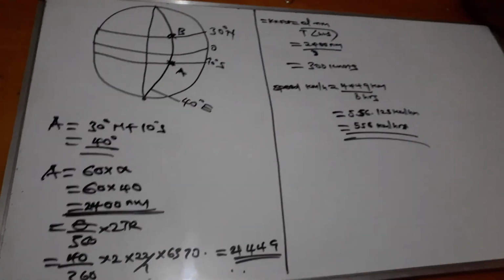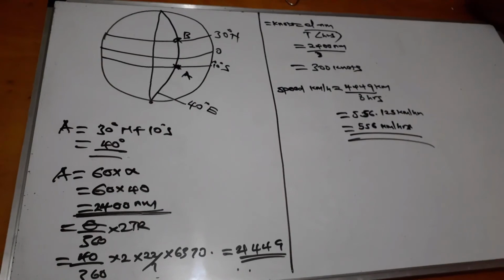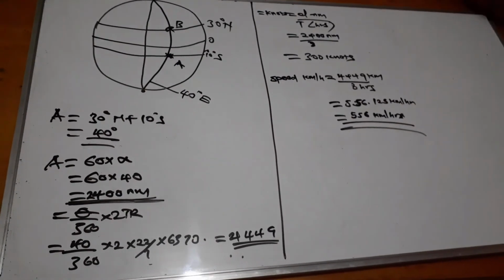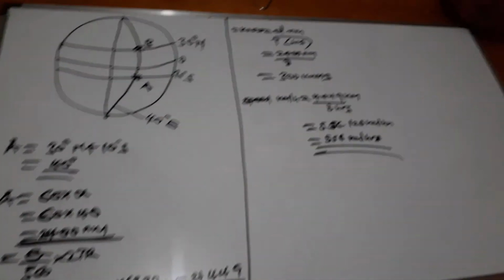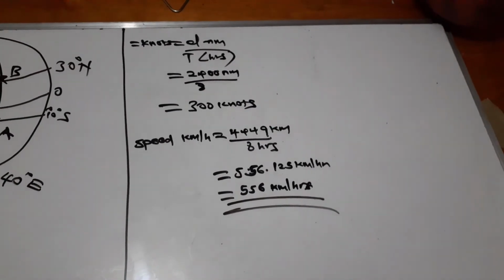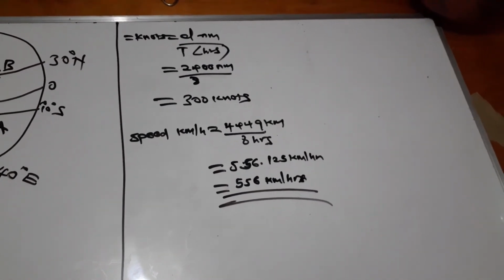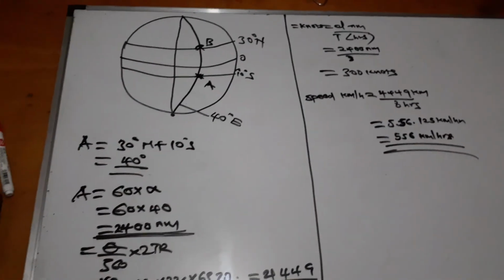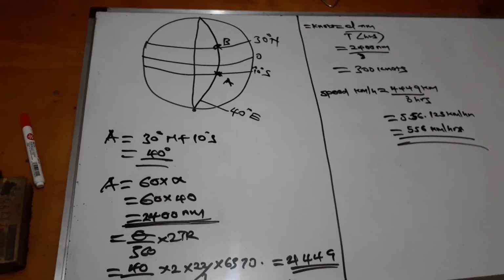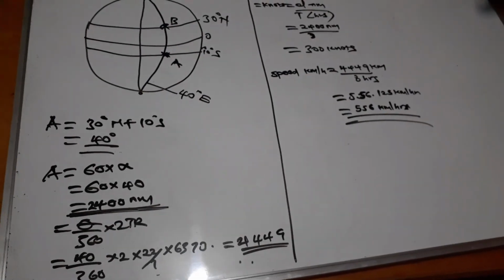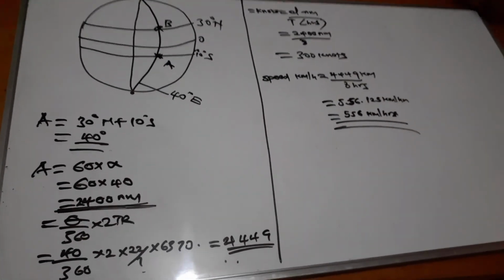So there you have it. That is the whole calculation from the start up to the end. So you can pause the video and check. So that marks the end of our speed in knots and distance in kilometers and speed in kilometers per hour.